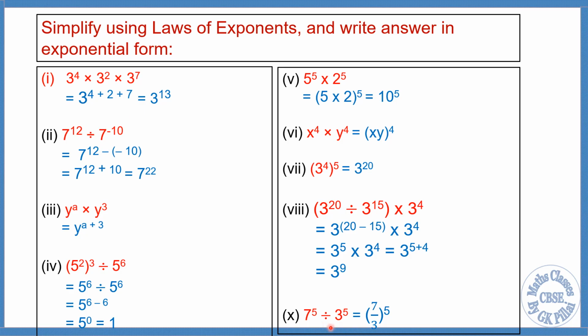The next one, it is just an example only. 7 to the power of 5 divided by 3 to the power of 5. The powers are same, bases are different. You will write 7 upon 3 raised to the power of 5.